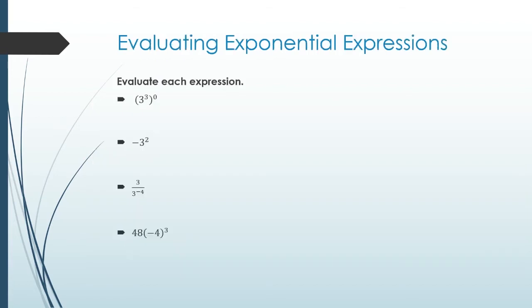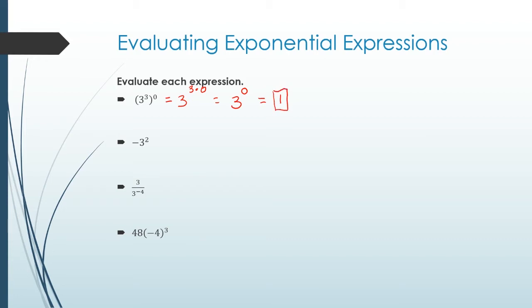Okay, so let's go to actually doing some examples here. So evaluating exponential expressions. So I'm going to start just using the properties of exponents and showing you how these work. So evaluate each expression. So we have 3 to the 3rd to the 0 power. So our rule for exponents says if you have a power to another power, you multiply the exponents. So that is 3 to the 3 times 0. And 3 times 0 is 0. So that's 3 to the 0 power. And then we have another rule that says if you have something in the 0 power, that is equal to 1. So that whole expression there is equal to 1.